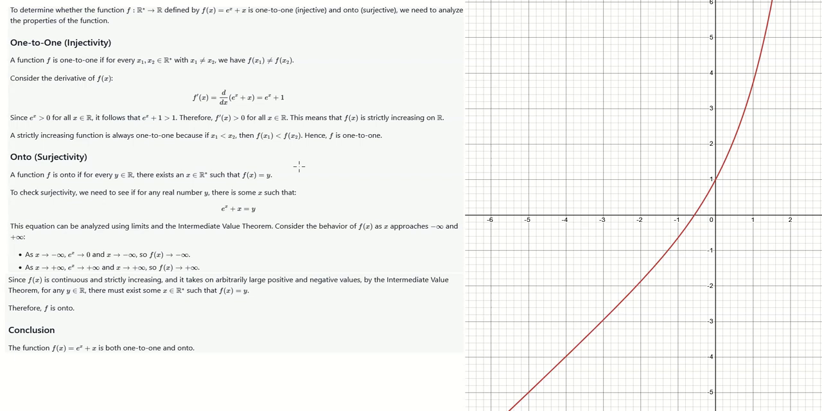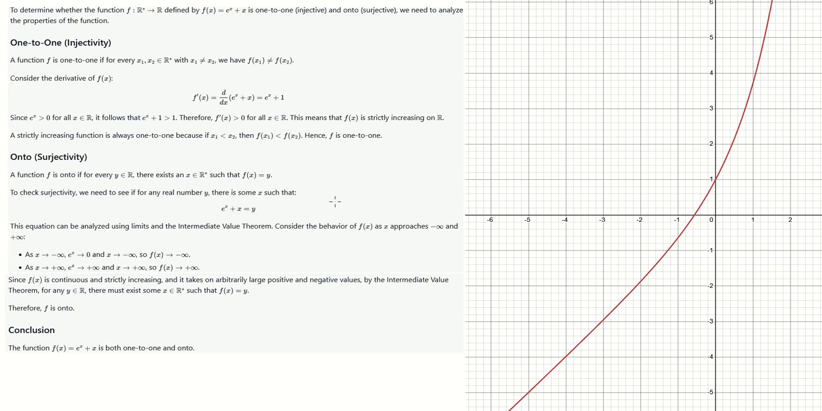Now for onto, we want to look at every y value that is a real number. Can we find an x such that f(x) is equal to y? So in other words, we're going to take our function e^x + x and set it equal to y. And so to show that it's onto, we will find the limits as x approaches positive and negative infinity.